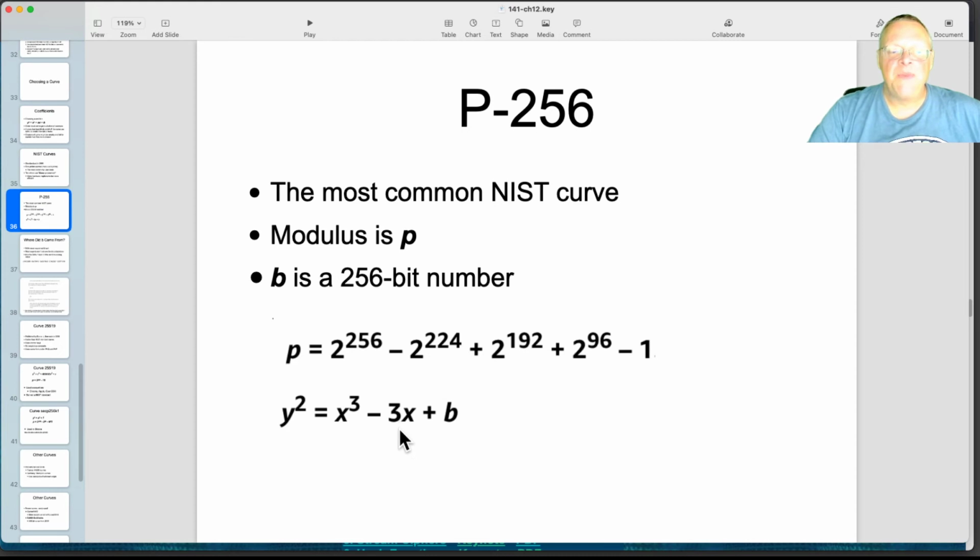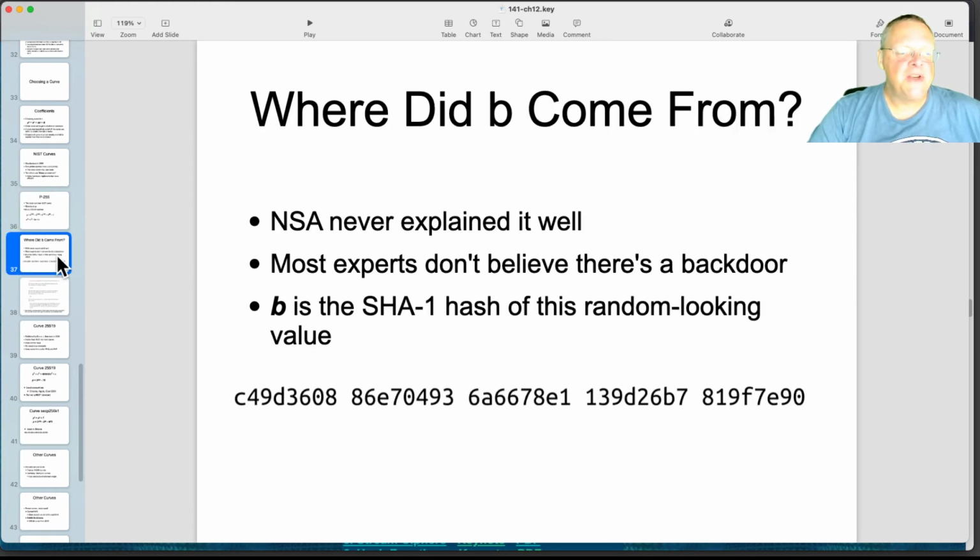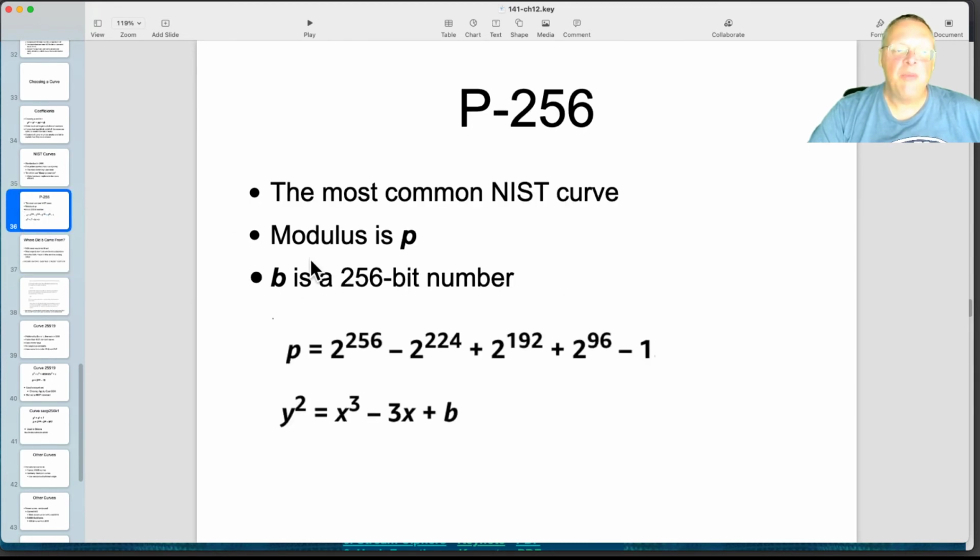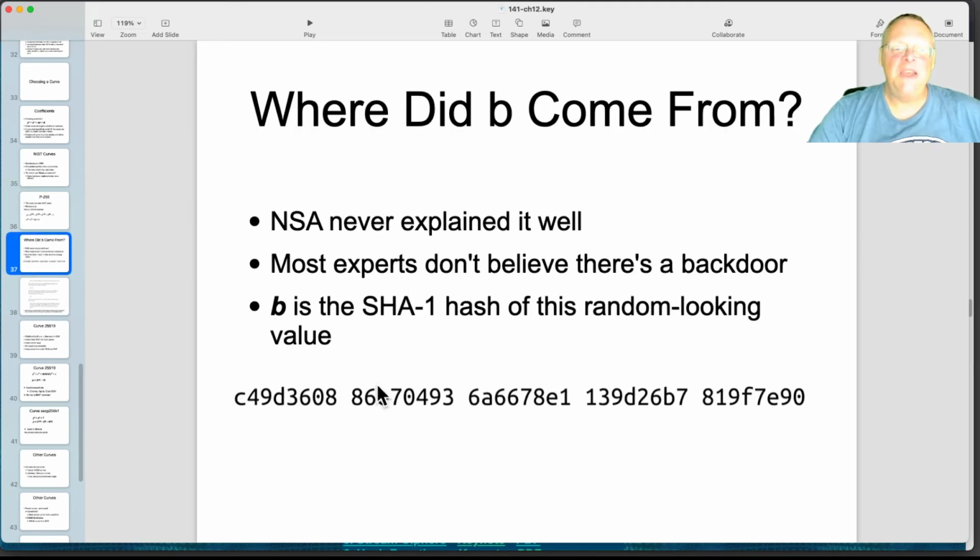And then you use A is 3 and B is another complicated number. The problem is, where did you get this number B? And this is where people get worried. B is the SHA-1 hash of this weird number. The spaces I put in just to break it into bytes so you can see it. It's all just one long hexadecimal number. And they never explained where they got that number, and that is suspicious.